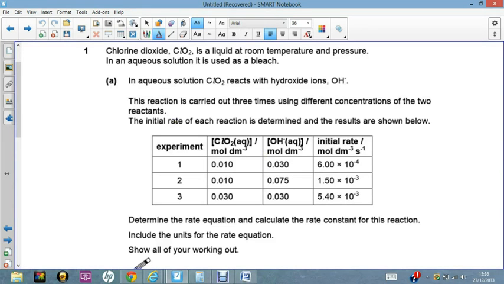F325 Christmas mock, question 1. I'm going to start off by looking at this question, which is a rates question. Typical for F325, it's got a wordy introduction that doesn't really contain anything of what we need to answer the question. So I'm going to go straight down to this table here, which contains some initial rates data.